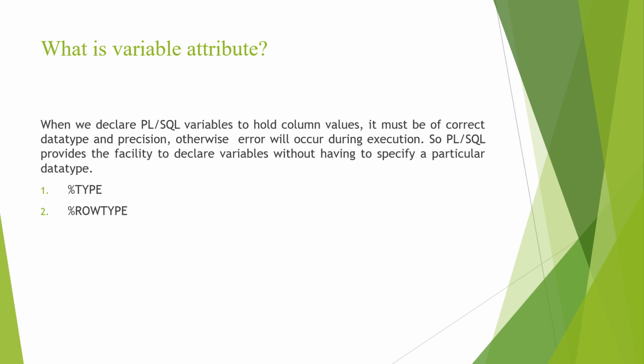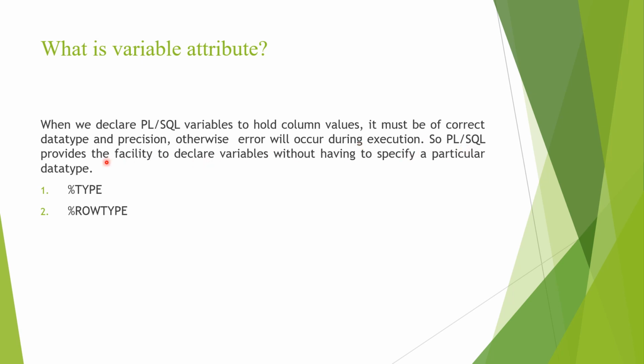Basically, we are using a table, and in that table we have different column names. For the column names that we want to use in PL SQL code, the data type and precision should match. For that we can use a variable attribute. When we declare PL SQL variables to hold column values, they must be of the correct data type and precision. Otherwise, an error will occur during execution.